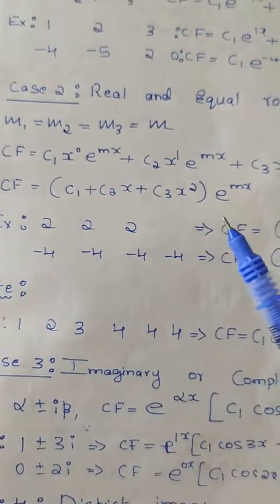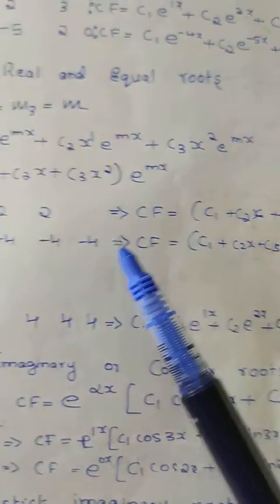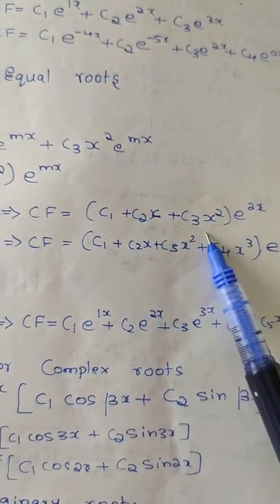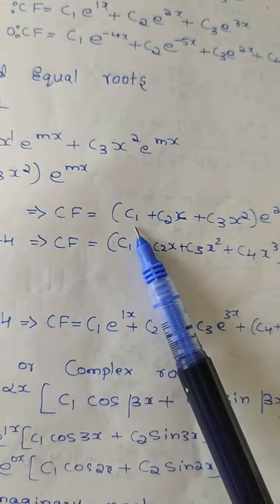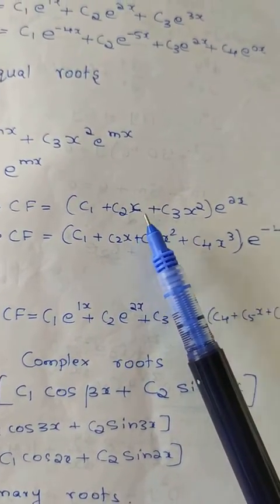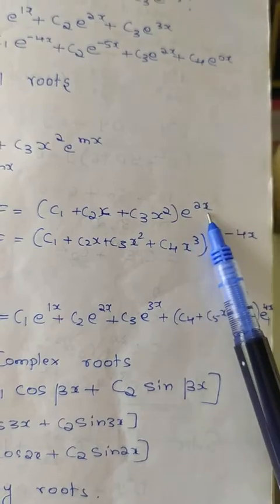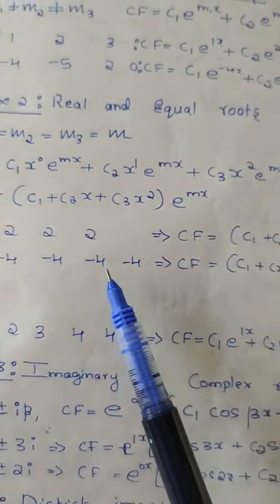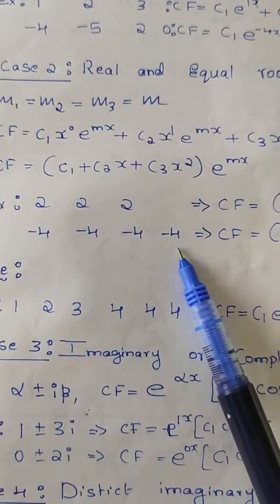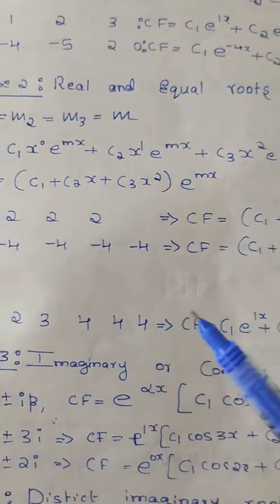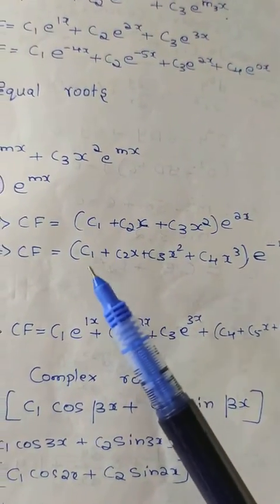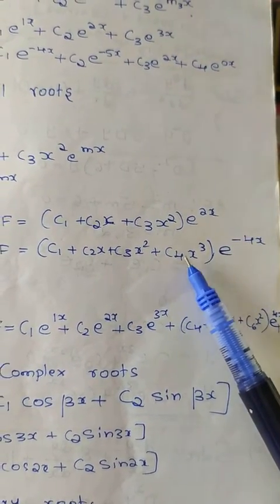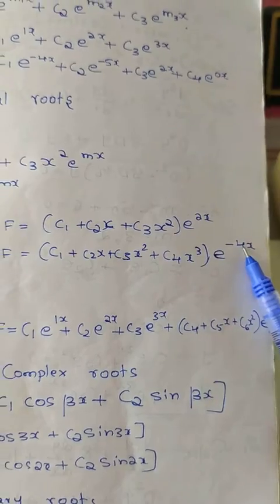2, 2, 2. How many roots are there? 3 roots. That means you have to take 3 arbitrary constants C1, C2, C3. CF is C1 plus C2x plus C3x square into e power 2x. Next one, -4, -4, -4, -4. How many roots are there? 4 roots. That means you have to take 4 arbitrary constants. C1 plus C2x plus C3x square plus C4x cube into e power -4x.